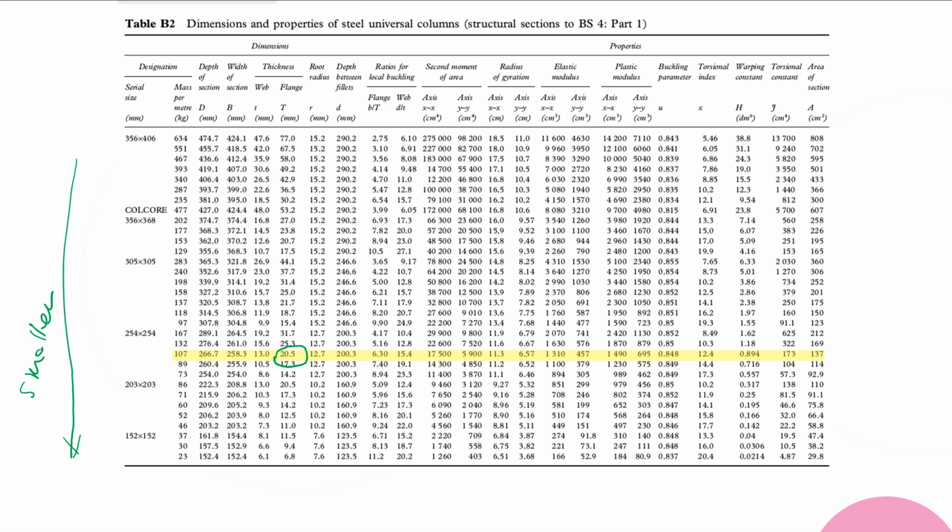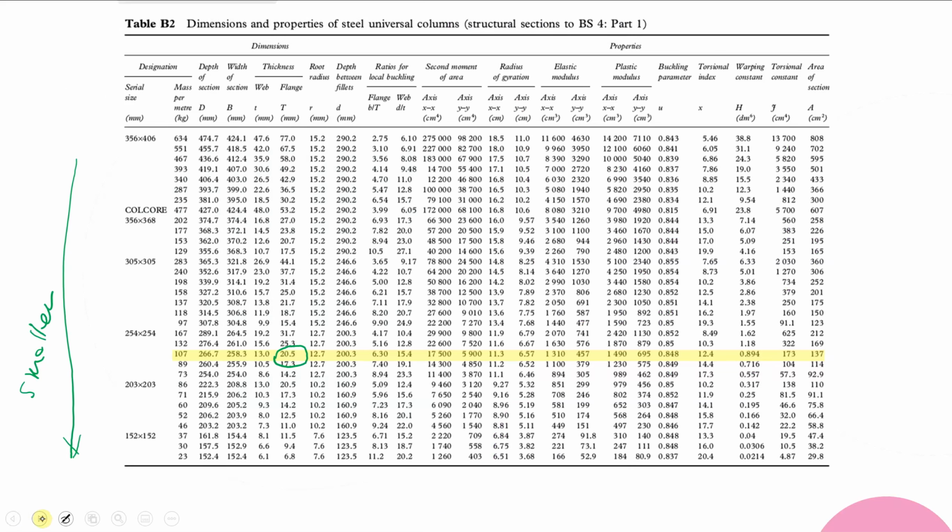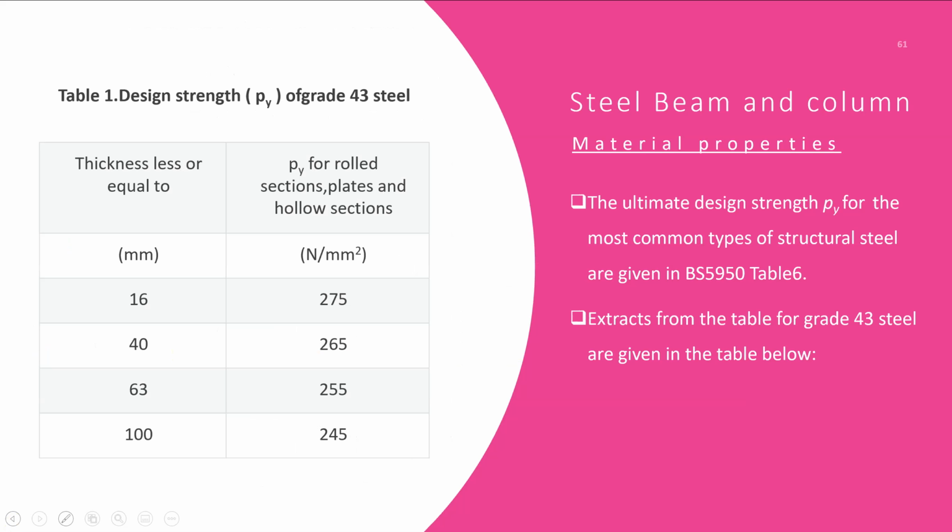Which is 20.5 here. So the value of t, we know that, sorry, what is it again? 20.5. So the value of t here is 20.5. Okay, so kita nak check kan whether py is 275 ke, 265 ke, 255 ke, 245 ke, we don't know. So since t is bigger than 16 but less than 40, obviously our py is 265. So our py is 265.